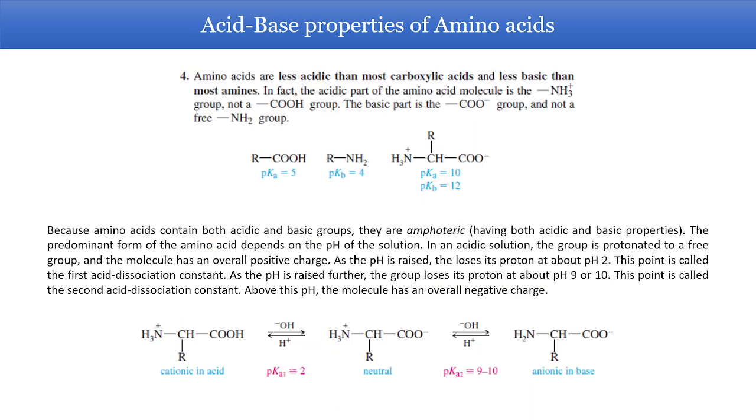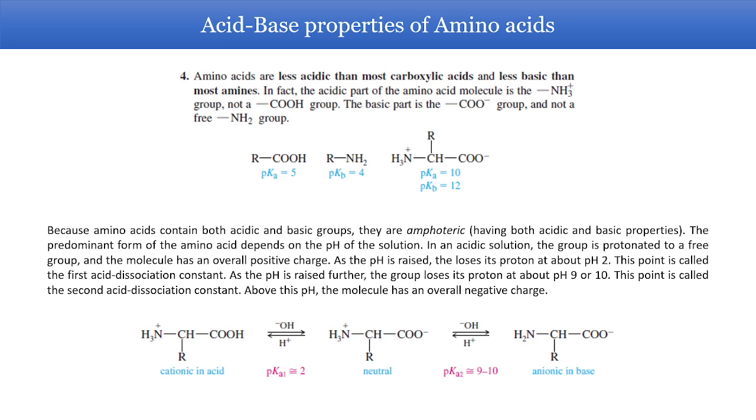Most amino acids are also less acidic than carboxylic acids and less basic than most amines. In fact, the acidic part of the amino acid molecule is the NH3 plus group and not the COOH group, and the basic part is the COO minus group and not the NH2 group. It is a very important point for you all to remember.